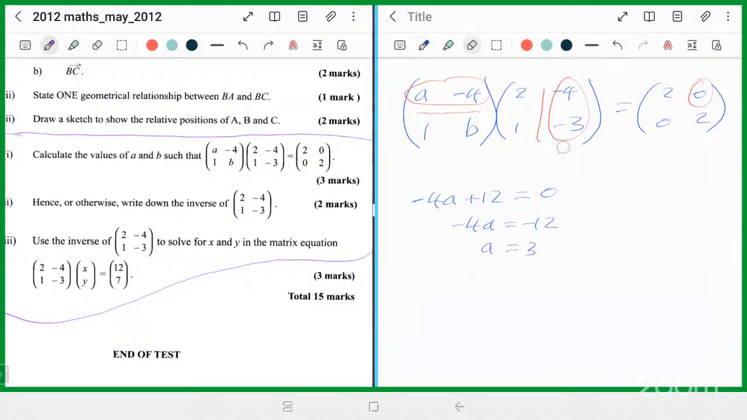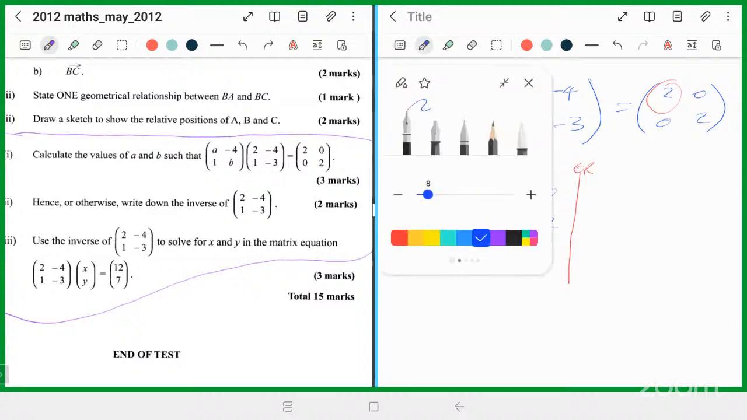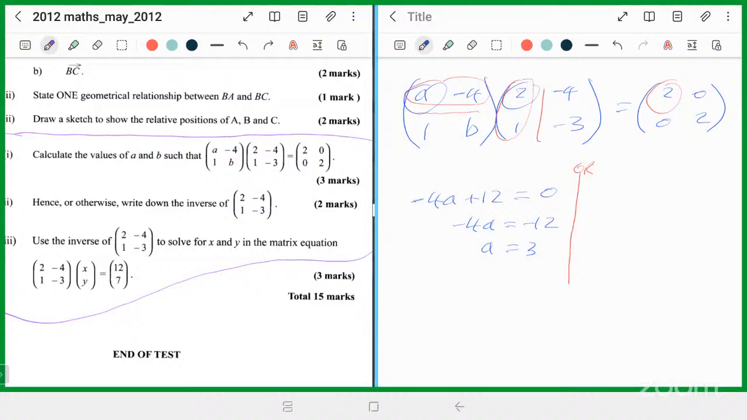All right? Or I could use that first row with this first column with the 2. Let's do it and see. We get the same answer. In that case, it will be A times 2, which is 2A, and -4 times 1 is -4, that will be equal to 2. When I transpose this 4 over here, I get 2A equals 6. Divided by this 2, I get A equals 3. All right, so you have those options.